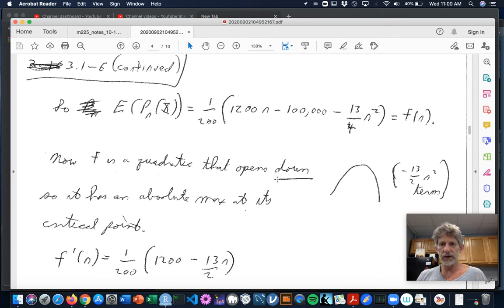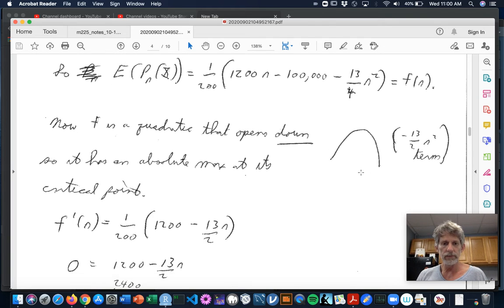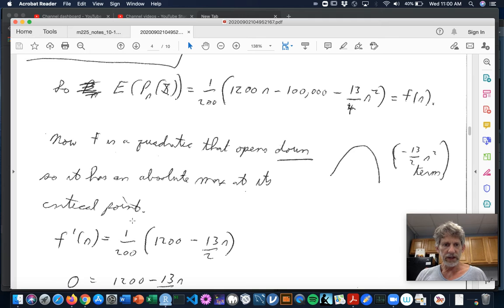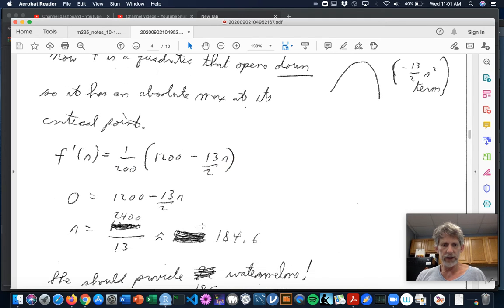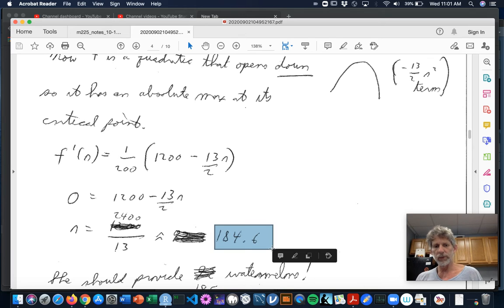So its graph is going to open down. So I know that there will be an absolute max at the unique critical point. Okay, so all I have to do is find out where f prime of n is equal to 0. And so I just take f prime of n, and I set it to 0 and I solve, and I get about 184.6.